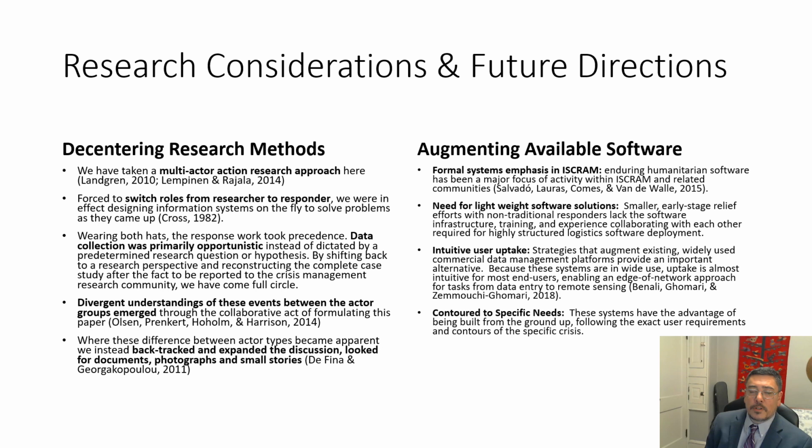And to conclude with some research considerations and possible future directions, we've really tried to decenter research methods, deliberately placing this slide last to emphasize that we've taken a multi-actor action research approach. We've switched roles from researcher to responder. Where data collection often is systematic, we've taken a more opportunistic view of data collection here. And there have emerged divergent understandings between the different actor groups. So faculty, students, the manufacturer, and community members who helped us with logistics all saw the events very differently. And using an after-action research framework, we backtracked, expanded the discussion, and looked for documents, photographs, and small stories to help us understand what occurred.